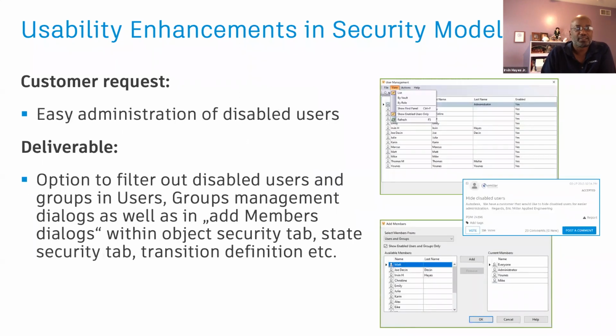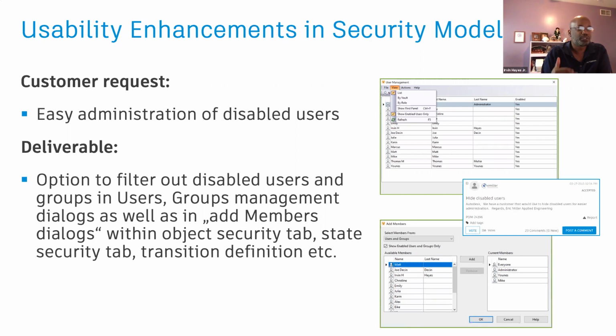Some security model enhancements here as well. One that's been requested for a long time is the ability to hide disabled users. As you're having users come and go through your company, you have to disable those users. But when you're trying to manage security on objects or in lifecycle definitions, these users always show up, but they're disabled and you have no idea that you're adding users that are disabled or no longer at your company.